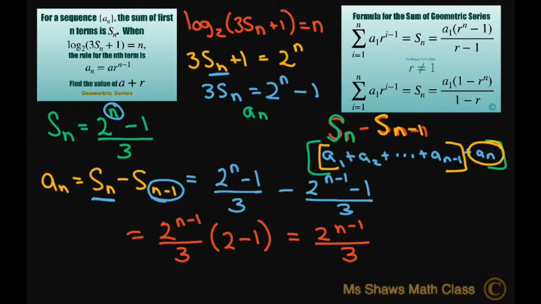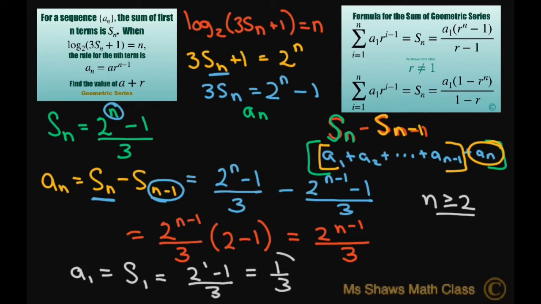All right. Now that we have that, this is when we have more than one term, so our terms have to be 2 or more to do this. But what would our first term be? Because we have to find that. Our first term would be s sub 1, which would be (2 to the power of 1 minus 1) divided by 3, which equals 1/3. So your first term is 1/3. All right. So by 1 and 2, our a sub n is going to equal (2 to the power of n minus 1) divided by 3.